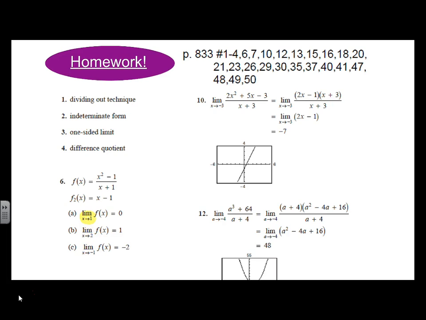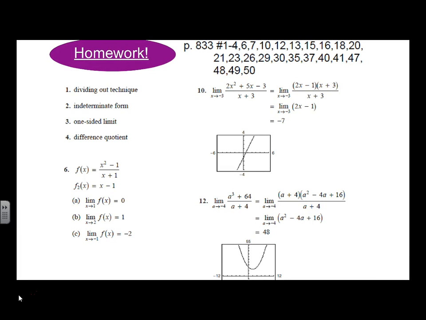Anyway, long story short, number 6, they all agreed and they all existed. So the limit of A was 0, B was 1, C was -2. Where do we go from there? 10 and 12? 10, the final answer should have been -7. That's just with factoring. 12, with factoring, which was a little bit harder. Technically, you kind of use SOAP. But you could have used polynomial division. I did an example like that in class. Number 12, final answer was 48.